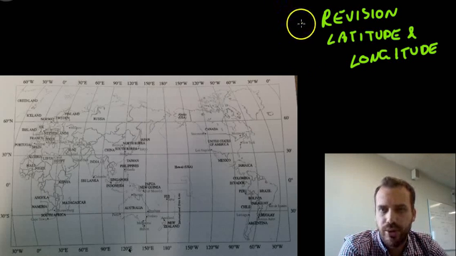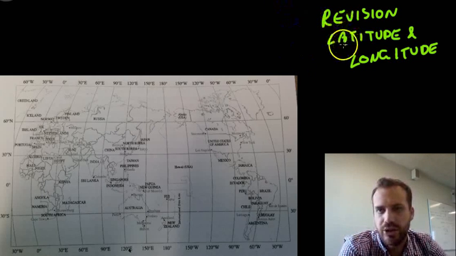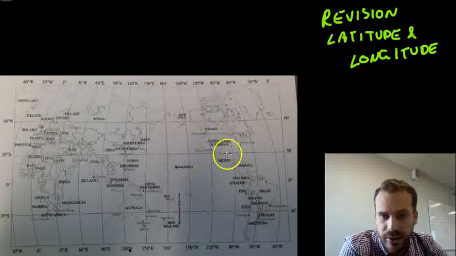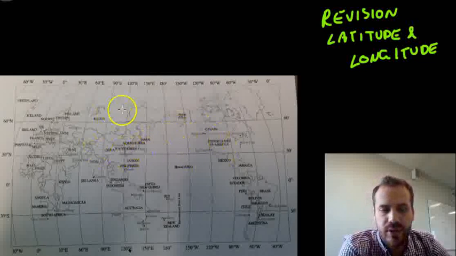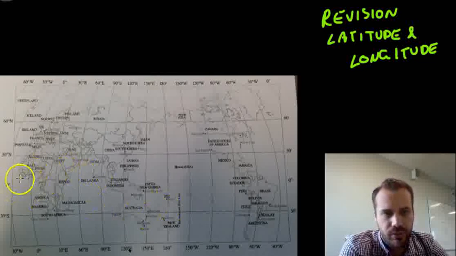So this is just a brief video to talk about latitude and longitude and how to find things on a map and how to figure out where things are on a map. Now you've done this stuff before, so it's revision, so I'm only going to be quick here.